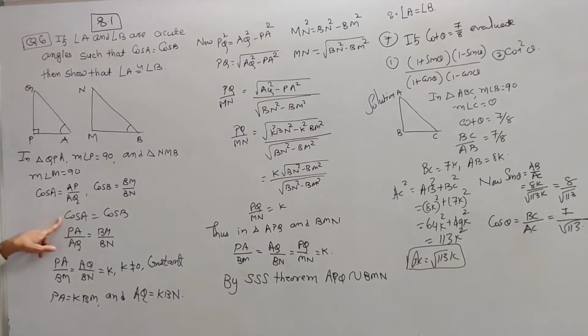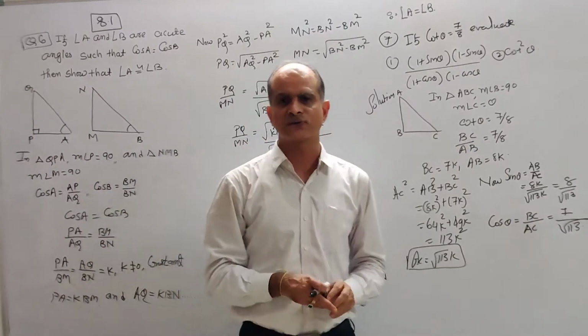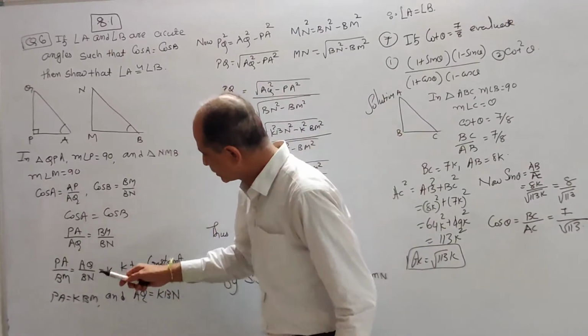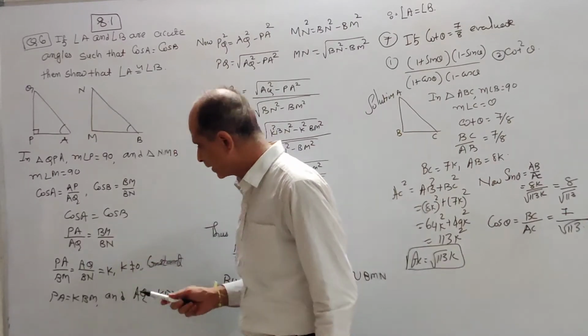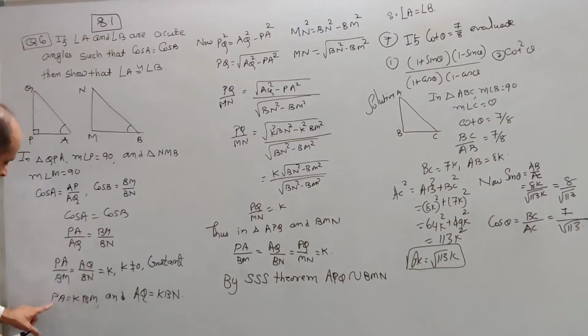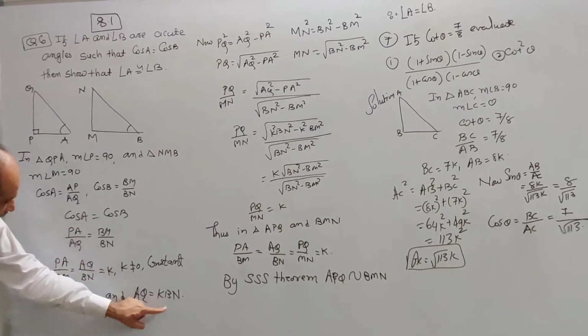Now, it is given that cos A is equal to cos B, and that's why we can write AP upon AQ is equal to BM upon BN. Now we can use alternendo, and then we can write PA upon BM is equal to AQ upon BN. Let me say it is equal to K, where K is a non-zero constant. So you can easily find out the value of PA in terms of K and the value of AQ in terms of K. That is PA is equal to K BM and AQ is equal to K BN.